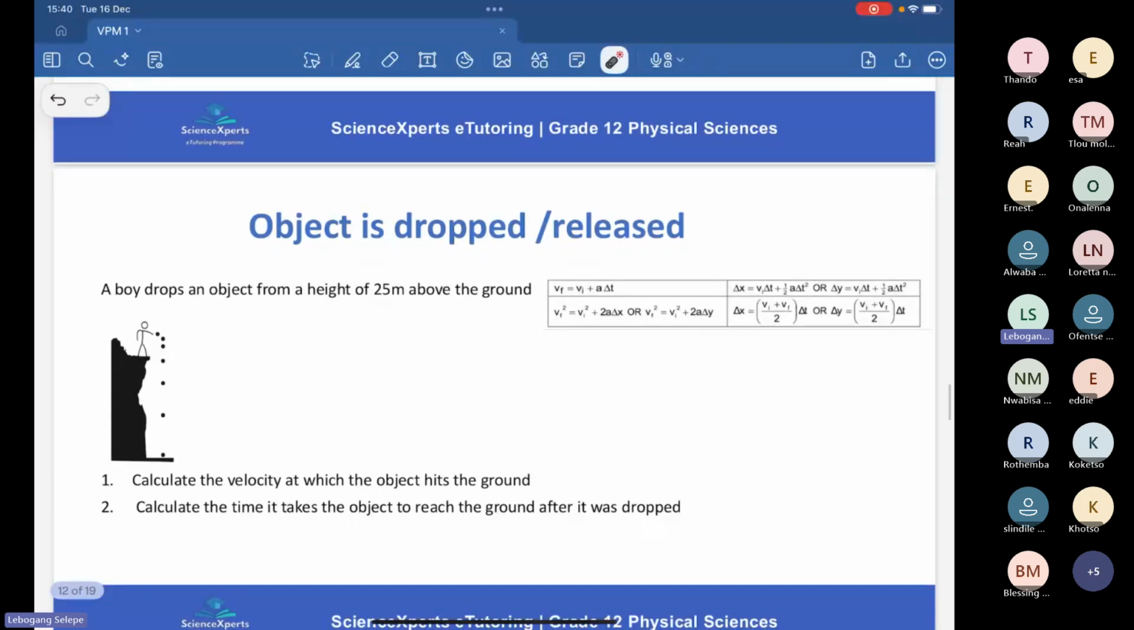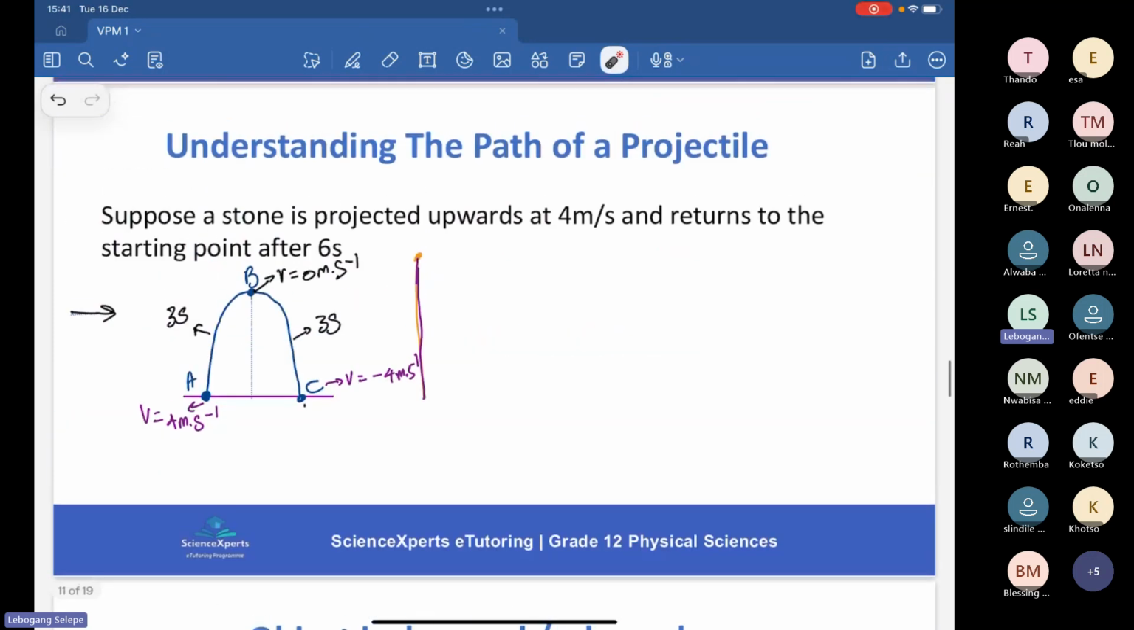So projectiles, it's important to understand that projectiles can follow different paths, right? This one is a full path of a projectile. Sometimes we can cut the problem if this part is not there, maybe it started from B to C. So they tell you that an object has been dropped from a certain height. So the problem would start from here, then it ends here. That would be the motion that the object follows, right?